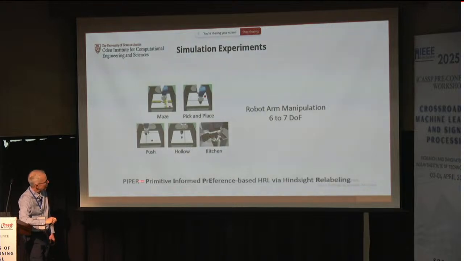Putting this all together, by the way, this is based on an ICML 24 paper, an ICML paper from last year. So if you search on Piper, you'll find it. The primitive informed means that we're regularizing based on the primitive, which is the lower level. The preference based is we're using this idea of preference optimization at the higher level, and then we're using that to try and do intelligent relabeling.